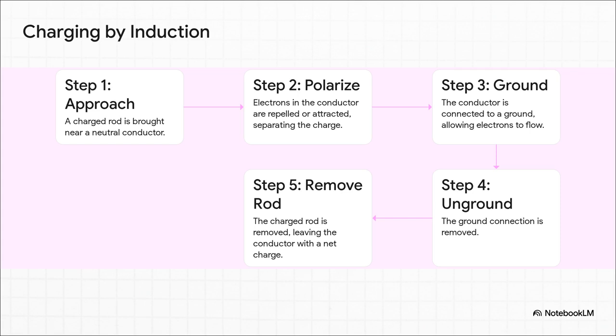Now for the clever part. You connect the ball to the ground, literally a wire to the earth. Those repelled electrons now have an escape route, and they flow away. Then you cut the ground wire, and then you take the rod away. What's left? A ball that's missing electrons, giving it a net positive charge, and you never even touched it with the rod.